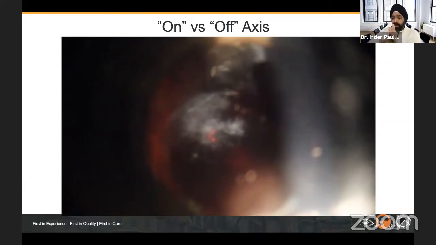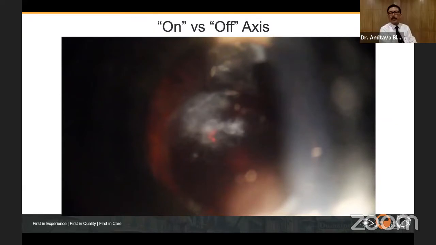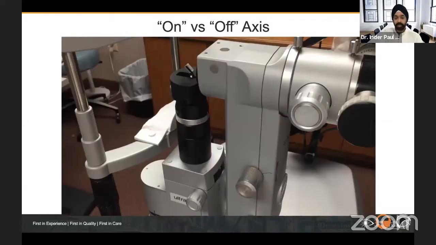Dr. Biswas, are you using the laser both in the coaxial and oblique position sometimes? Yes, depending on the position or the depth of the floater, yes, for the same reason. Yeah, so very, very important concept here.